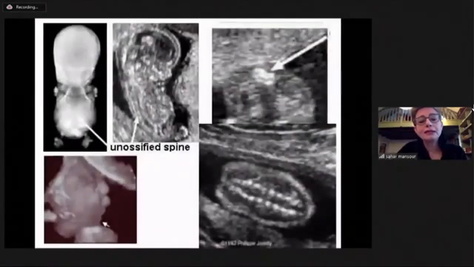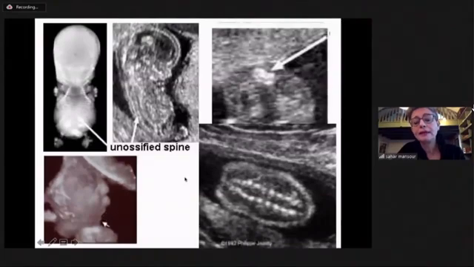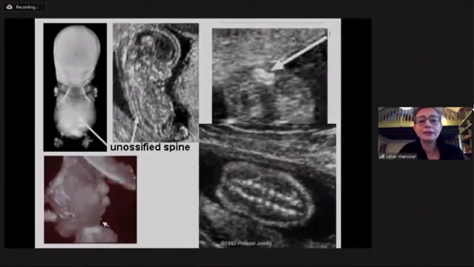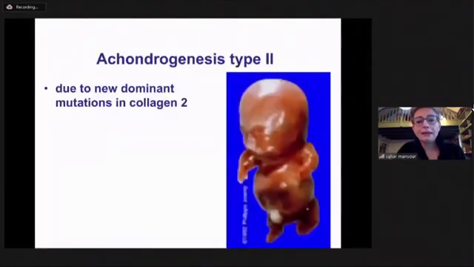Achondrogenesis type 2, as Aris said, the clue is the very soft skull and also the unossified spines. And they may have a small chin if you can possibly see it. They're often hydropic as well. So you may possibly be able to make a specific diagnosis. The type 2 are always due to new dominant mutations in collagen 2. So the recurrence risk is really, really low.